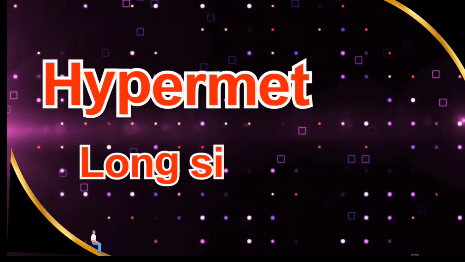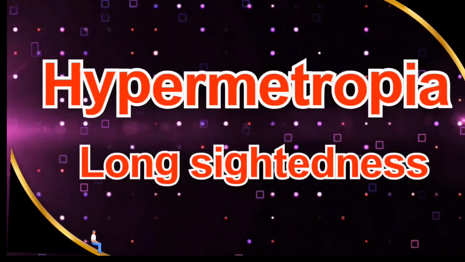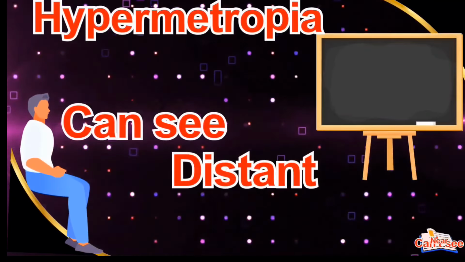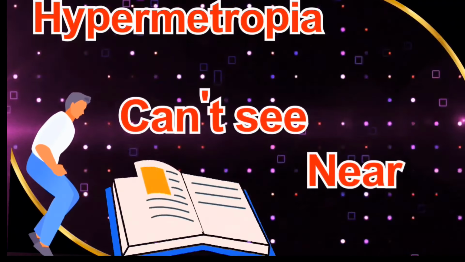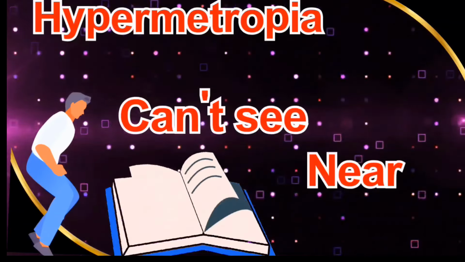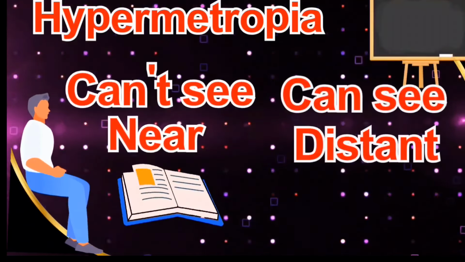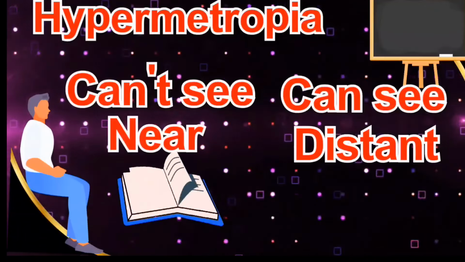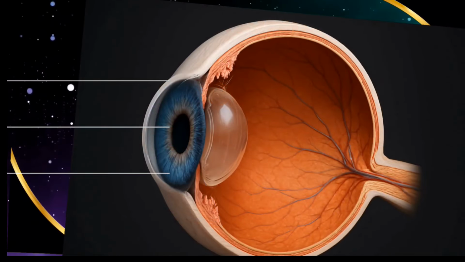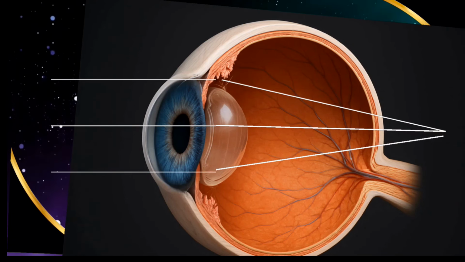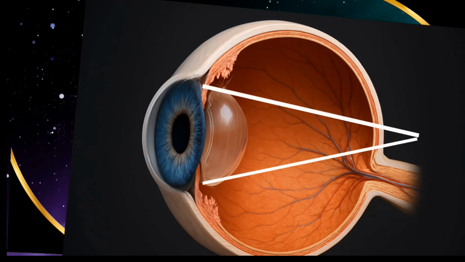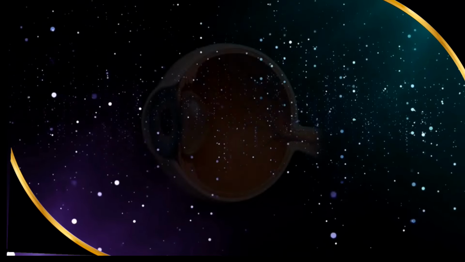And now, when it comes to hypermetropia, a person with hypermetropia can see distant objects clearly but cannot see nearby objects. So it is purely opposite to myopia. And here, the image forms behind the retina. And other causes: focal length of the eye lens is too long, eyeball is too small.